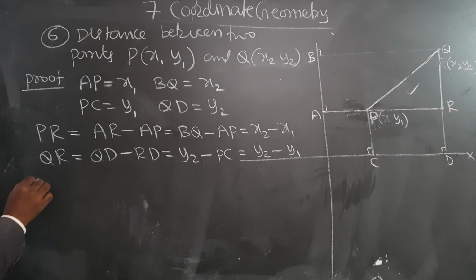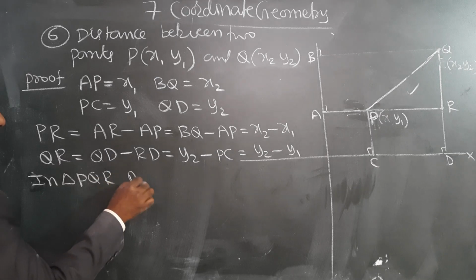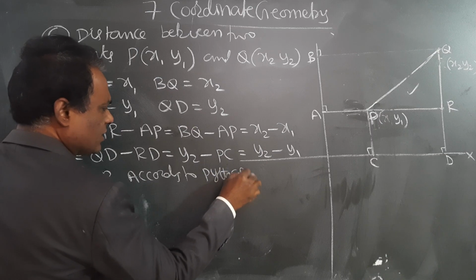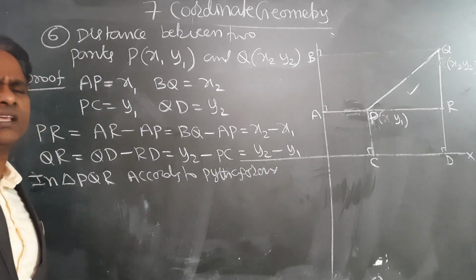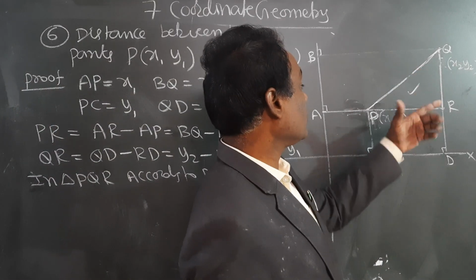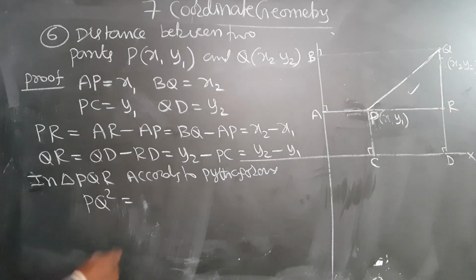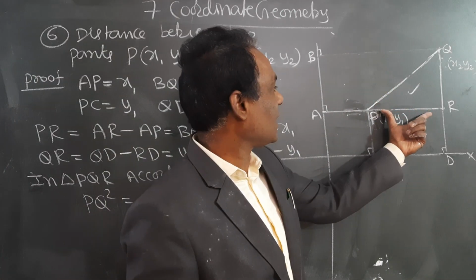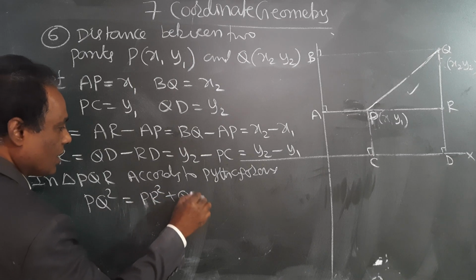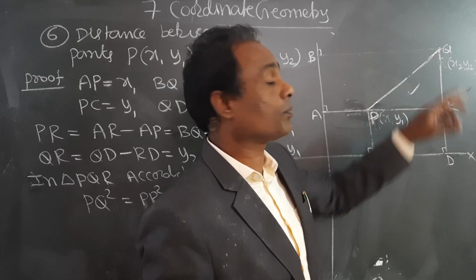Now see students, what is the right angle triangle? PQR. According to the Pythagoras theorem, which we studied in many chapters in trigonometry, plane geometry, everywhere, the Pythagoras theorem states that hypotenuse square is equal to side square plus side square. See, hypotenuse square PQ square is equal to PR square plus QR square. See that figure.